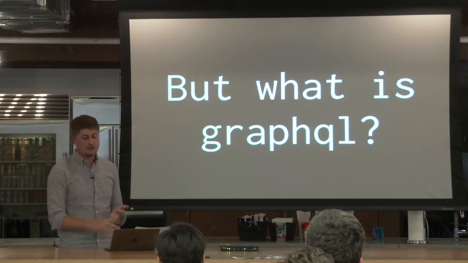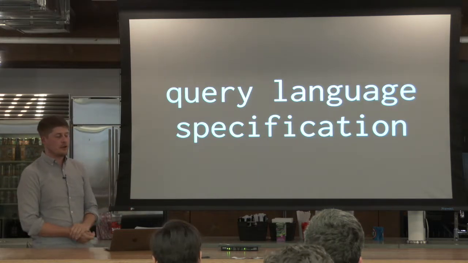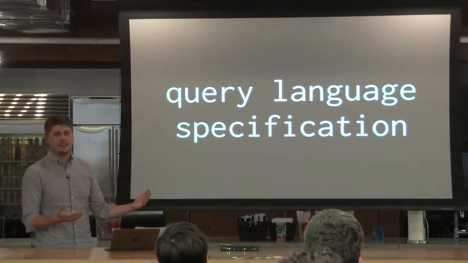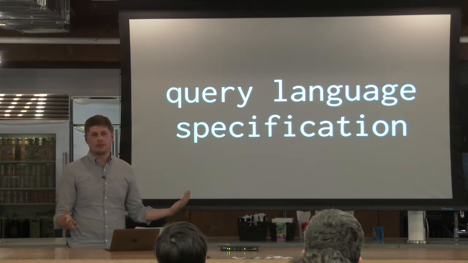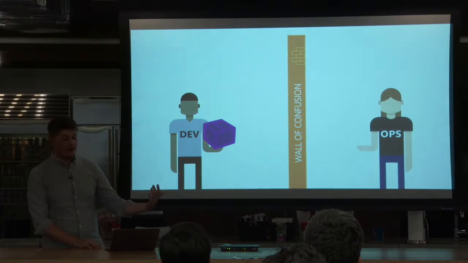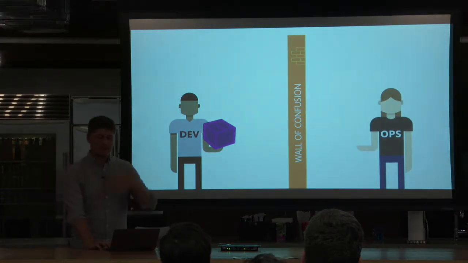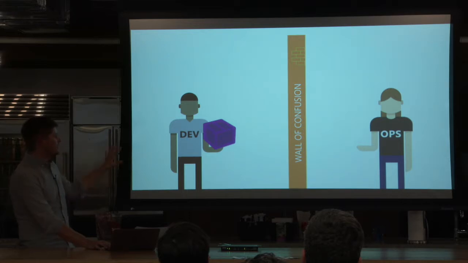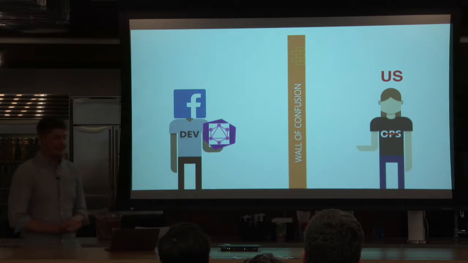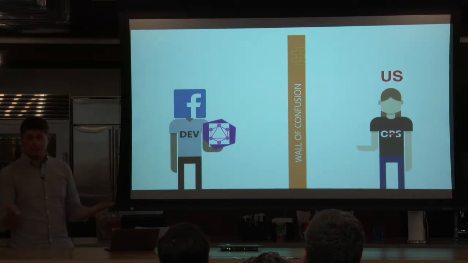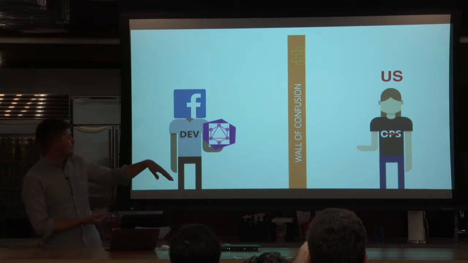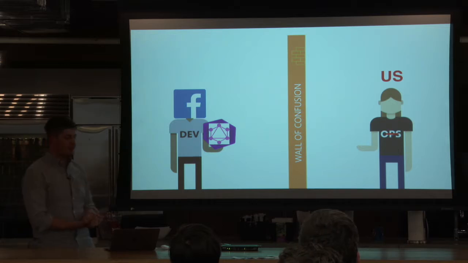But what is it actually? Well, GraphQL is a query language specification. So it is not itself anything actually usable, right? It's a thing that says this is how I should be implemented, but you have to rely on somebody else to provide the implementation. In case you're not already aware, that happens to be Facebook. Facebook came up with GraphQL. They had something they built internally. And here's us over on the other side of the wall of confusion, and we got this thing called GraphQL.